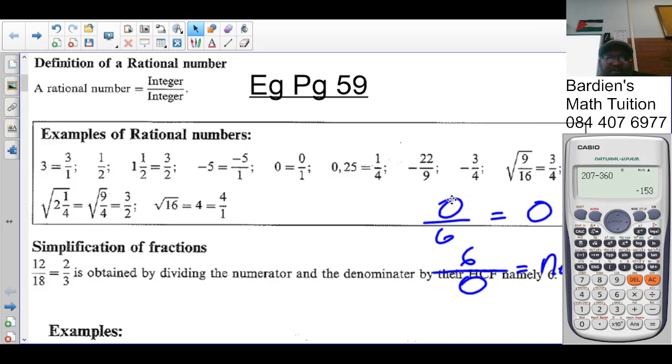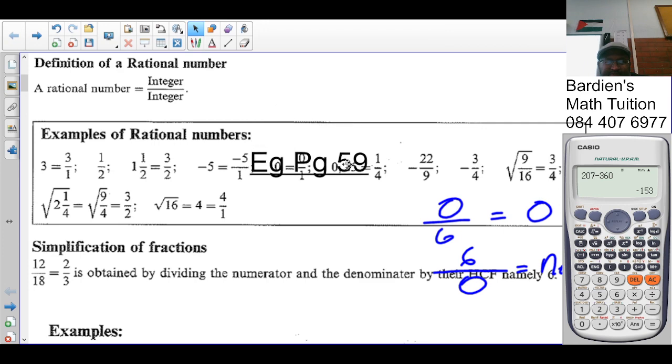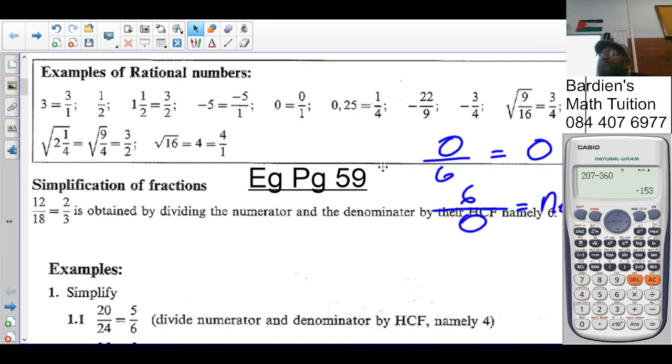So examples of rational numbers, we got 3. 3 can be written as 3 over 1. So any number that can be written as a fraction, an integer over an integer, is called a rational number. You don't have to list all of these down, but these are examples of rational numbers. 3 can be written as 3 over 1. 1.5 can be written as 3 over 2.